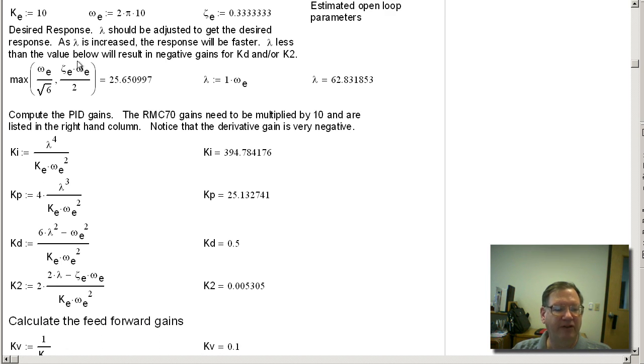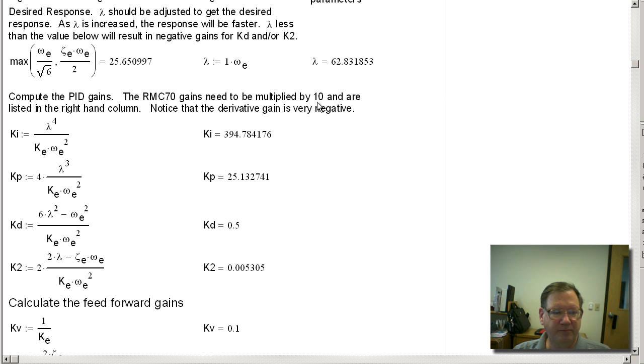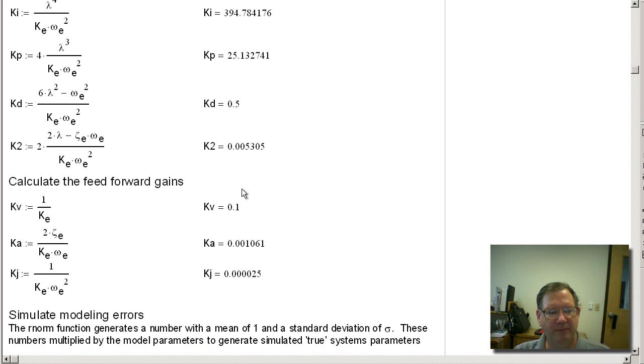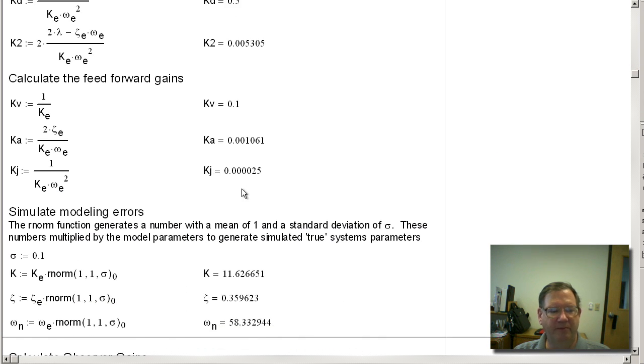Due to the nature of this system, we have to have lambda. This is the closed loop pole location for the controller, in this case. And we're going to make that at minus whatever I calculated the natural frequency to be. So I've got four poles at minus lambda. And given that, from the equations above, the symbolic equations, I can calculate an integrator gain, proportional gain, derivative gain, and second derivative gain. I can also calculate feed forwards.